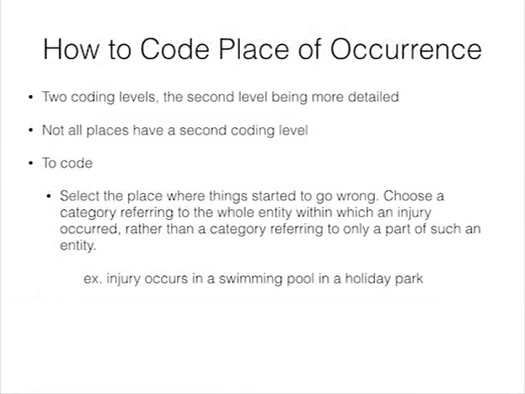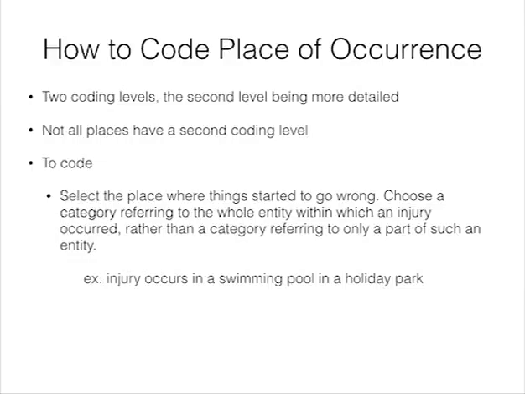There are 2 coding levels, the second level being more detailed, but not all places have a second coding level. To code, select the place where things started to go wrong. Choose a category referring to the whole entity within which an injury occurred, rather than a category referring to only a part of such an entity.